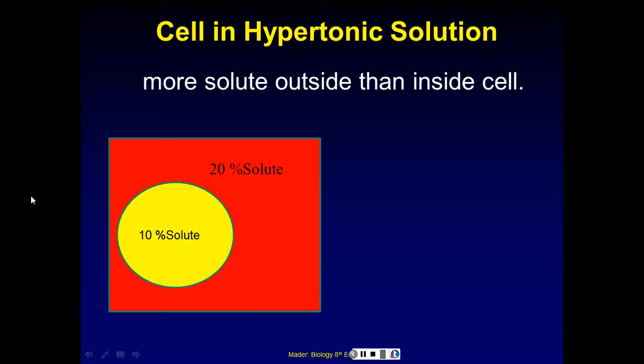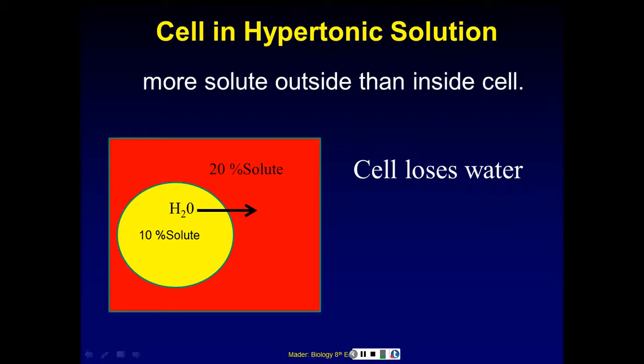So where is the water going to want to go? We have 80 here, we have 90 here, there's more water here, so water's going to go out of the cell. Easy way to remember is water is going to always move to where the solute is the greatest. Water's going to always follow the solute. Wherever the solute is the greatest, that means that there's less water. So water's going to always go to that area. So water's going to go out of the cell.